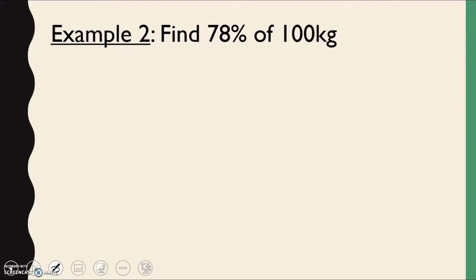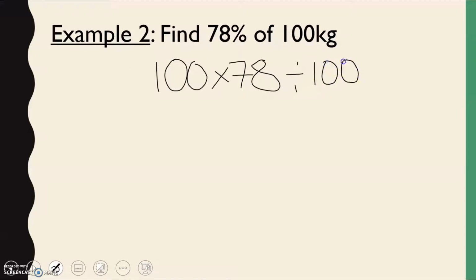Example 2 then, we are going to find 78% of 100. So we do our 100 kilograms times by the top of our fraction, which would be 78, divided by 100 because it's percent. And so when you type that into your calculator, you should get 78. It was kilograms at the start, so I need kilograms at the end. And you can see it's quite straightforward. You're typing 3 numbers in with 2 operations to get your final answer.